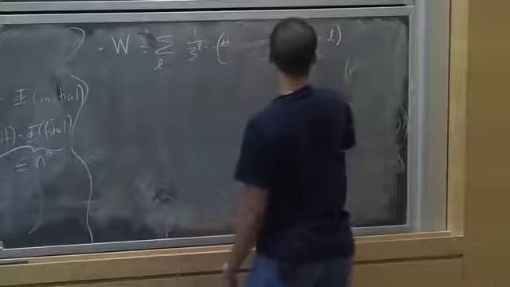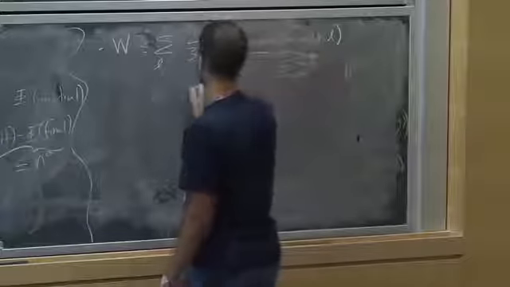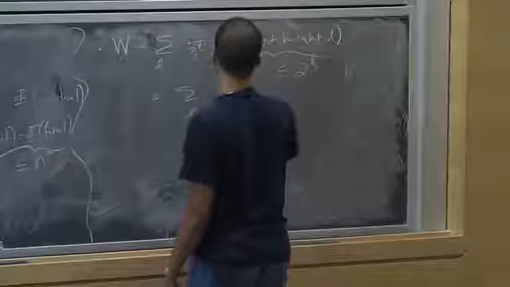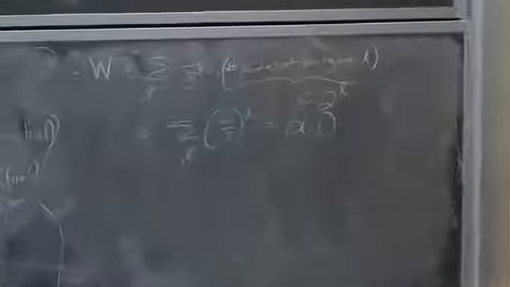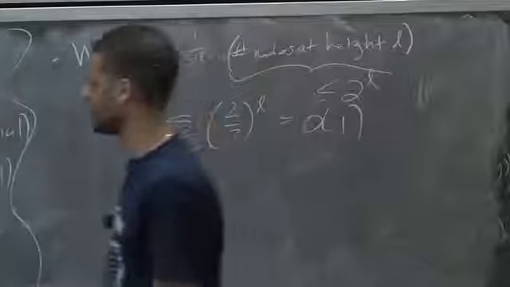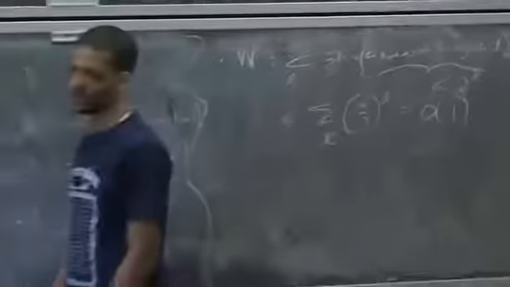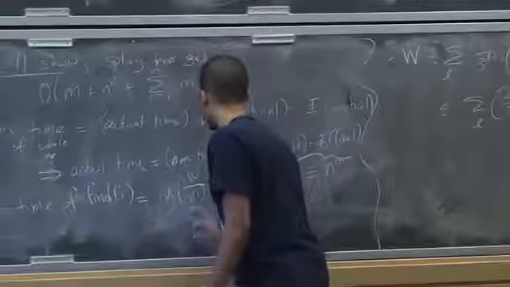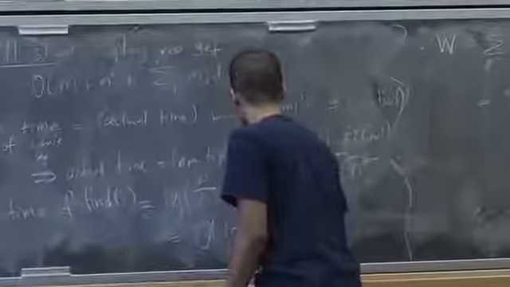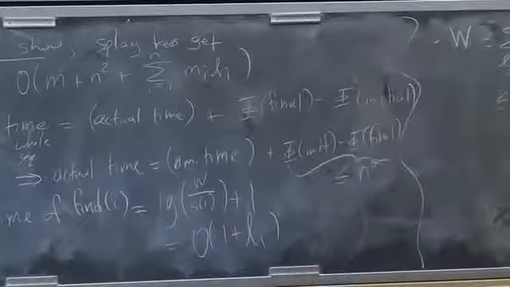But this is at most 2 to the l. So this is at most the sum over l of (2/3) to the l, which converges. It's a constant. So you get basically log of 1 over 3 to the l_i. So this thing is going to be O of 1 plus l_i, which is exactly what we wanted.